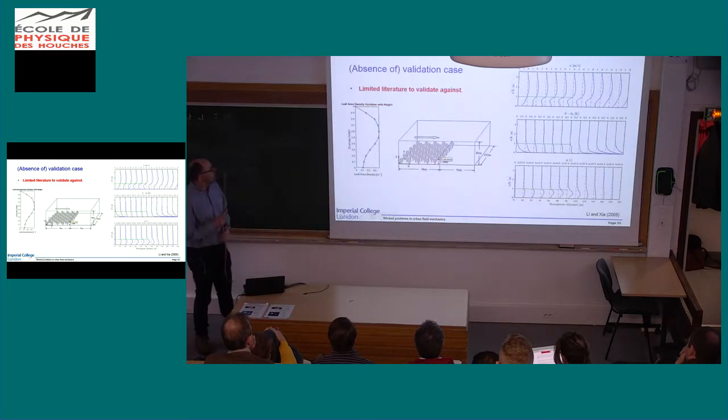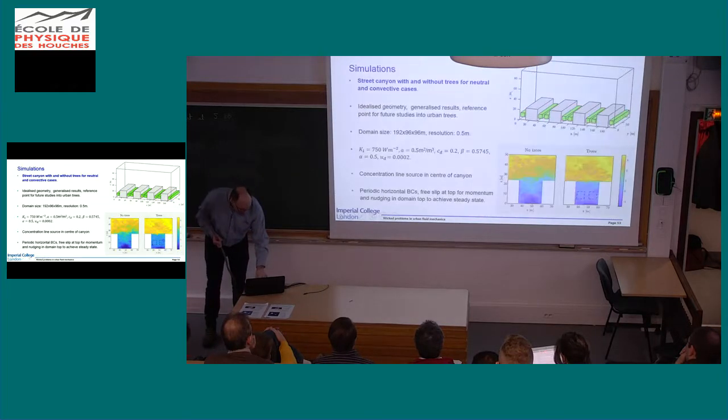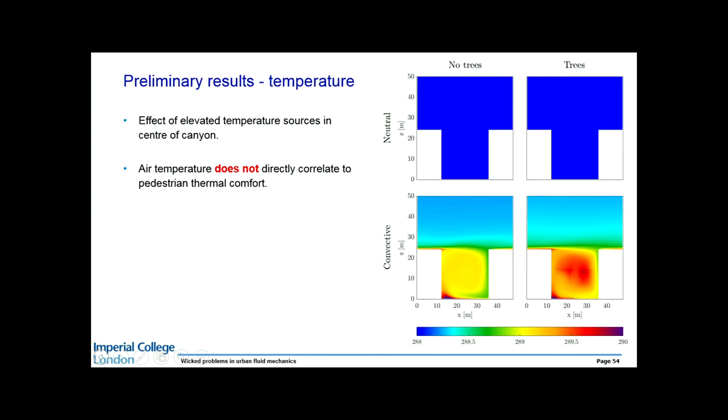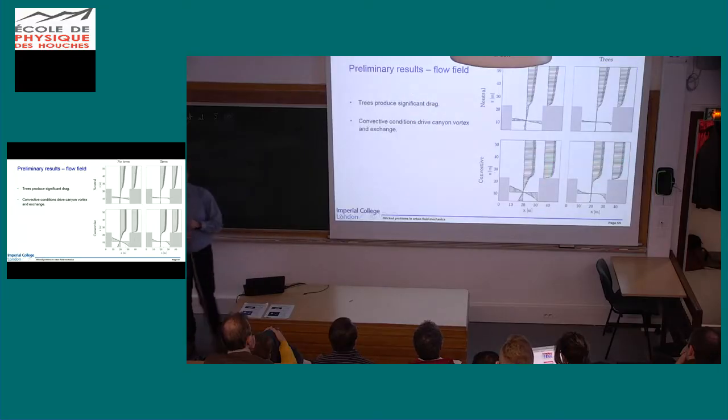I'm going to skip through all these. I'm just going to show some results. We look at idealized one-dimensional canyons, and we look at the difference between trees and no trees, and convective and not convective. I'm going to skip the temperature. These are, I think, some interesting things.